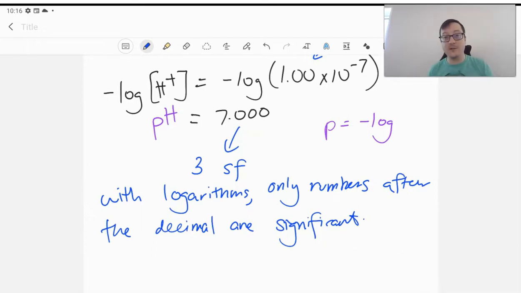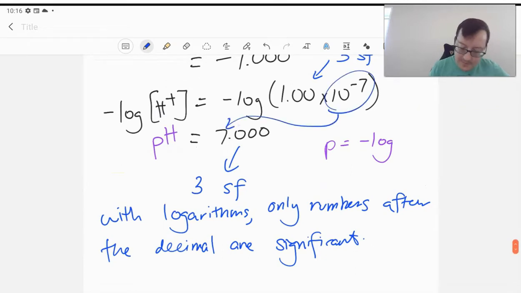So 7.000 only has 3 sig figs. The 7 is there to tell us the exponent. That's what happened with that 7 there. So that negative 7 becomes the 7. And remember, times 10 to the negative 7 does not impact sig figs, right? That's just how big or how small the number is. These 3 sig figs here are what we end up with in what's called the mantissa, the after-the-decimal part. So only numbers after the decimal will be significant for logarithms. So 7.000 is 3 sig figs.